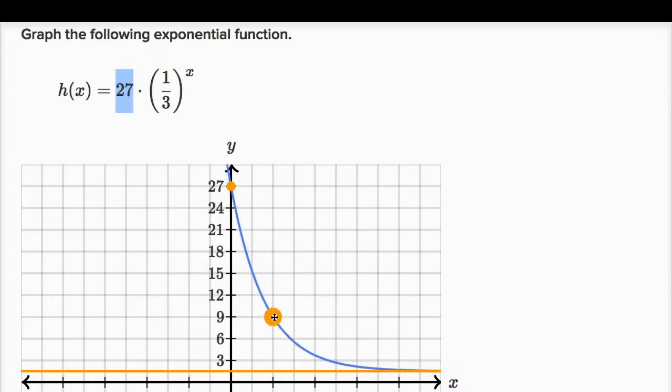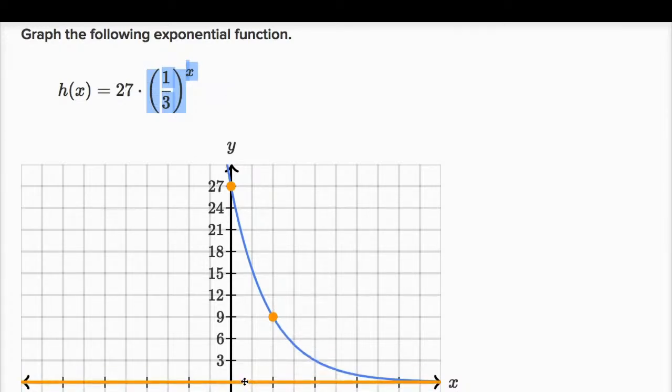And now let's think about the asymptote. What's going to happen here when x becomes really big? Well, if I take 1/3 to a really large exponent, say to the 10th power, or to the 100th power, or to the 1000th power, this thing is going to start approaching 0 as x becomes much larger. And something that is approaching 0 times 27 is going to approach 0 as well. So we're going to have a horizontal asymptote at 0.